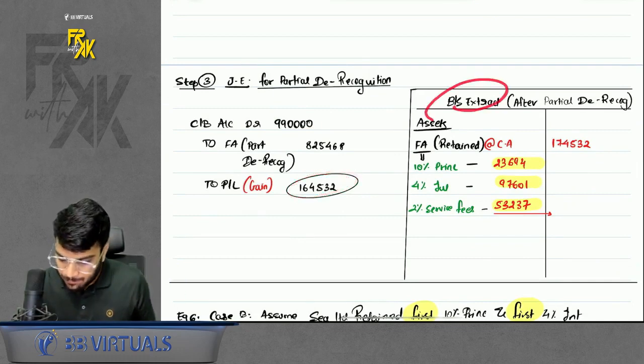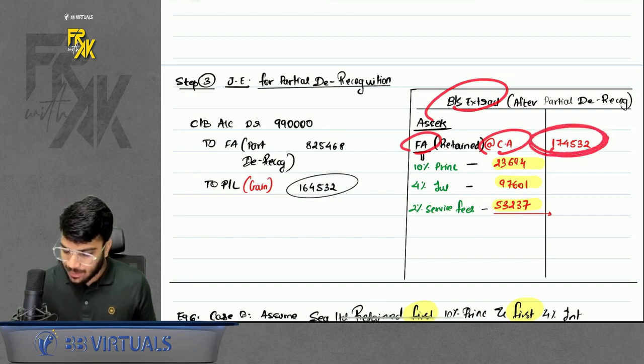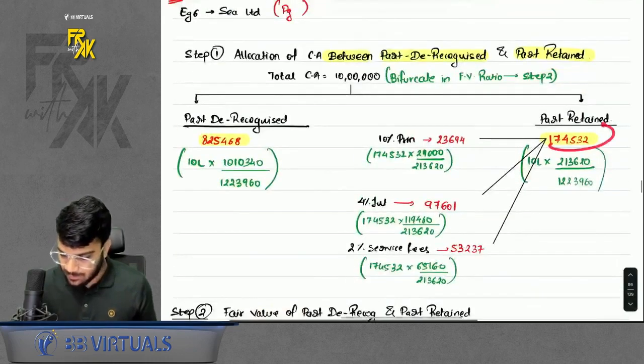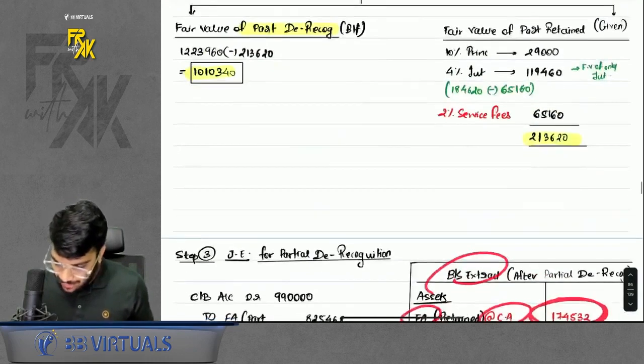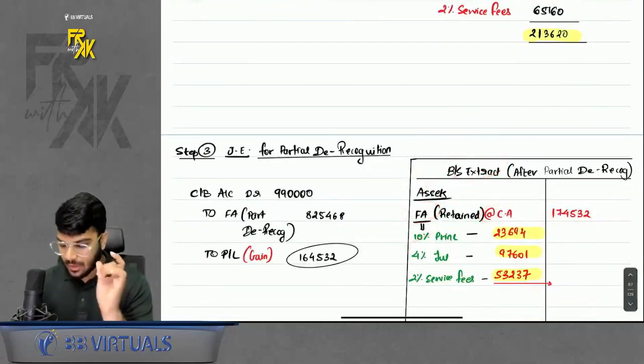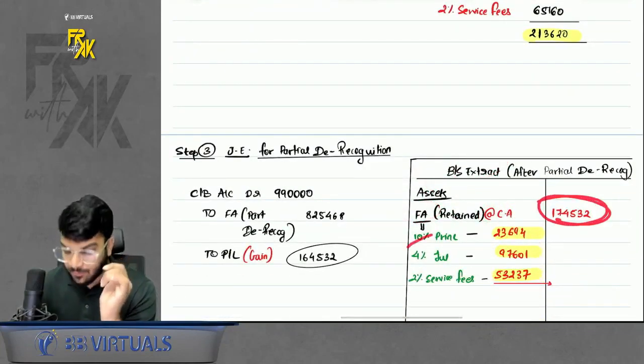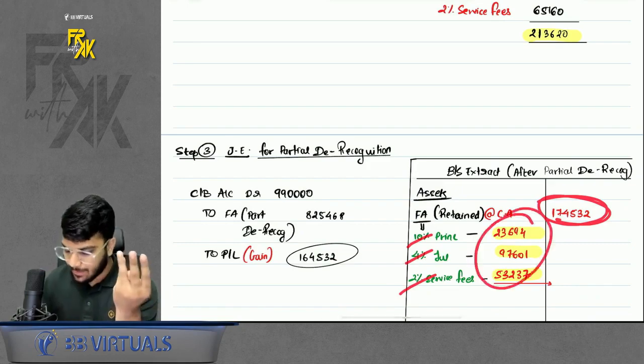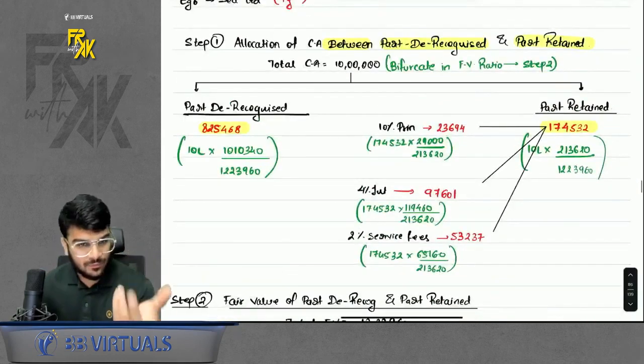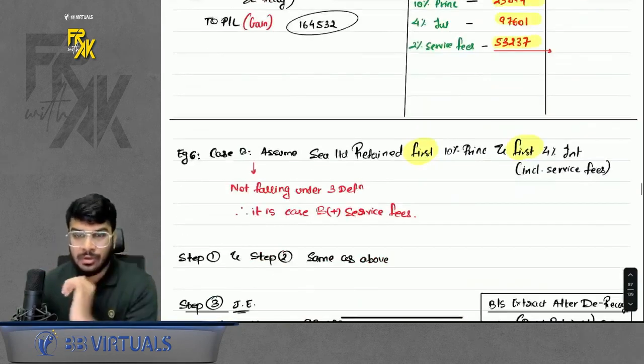And as mentioned by me, the retained part will continue to appear at carrying amount. So the retained part carrying amount was this much, so it will continue to appear this much only. Also, I gave the bifurcation of this retained part, what is the amount of principal, interest and service fees. That bifurcation you can get by bifurcating the ratio of fair value. Okay. So this was the normal question which you just did.